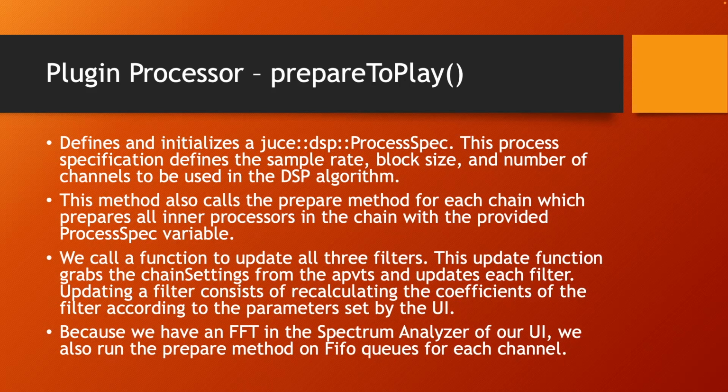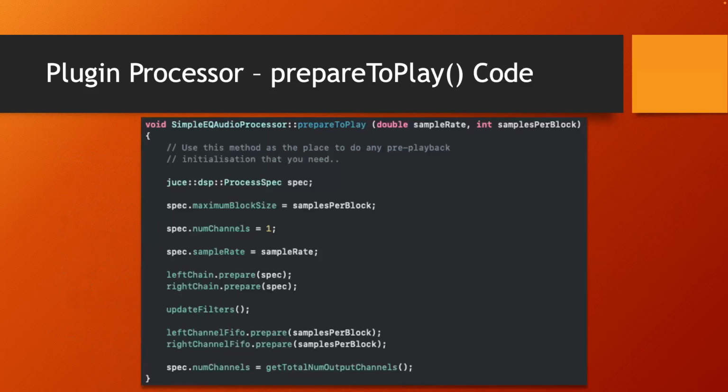We created a function to update all 3 filters. This update function grabs the chain settings from the APVTS and updates each filter. Updating a filter consists of recalculating the coefficients of the filter according to the parameters set by the GUI. Here is a quick snip of the source code for the prepare to play method.